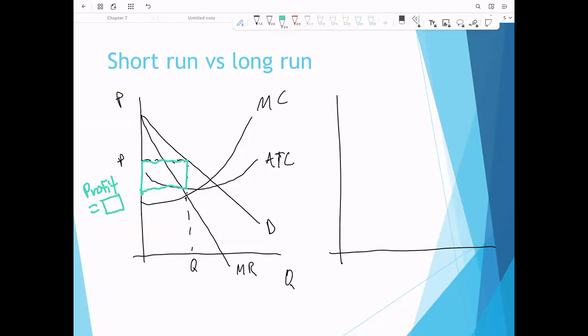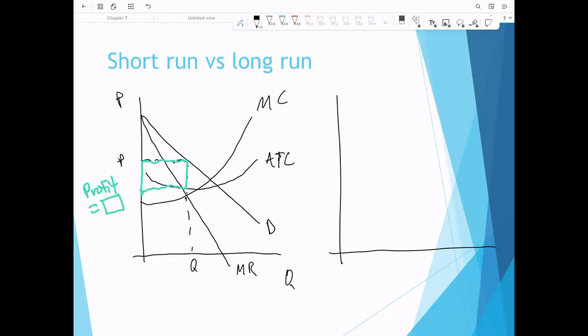You can also have losses in the short run. You just would move the average total cost curve and the marginal cost curve up. Okay. If you have profits, positive profits or negative profits, in the long run, what happens is two things can happen. Okay. Because firms compete with each other, right? And because you can substitute, right?